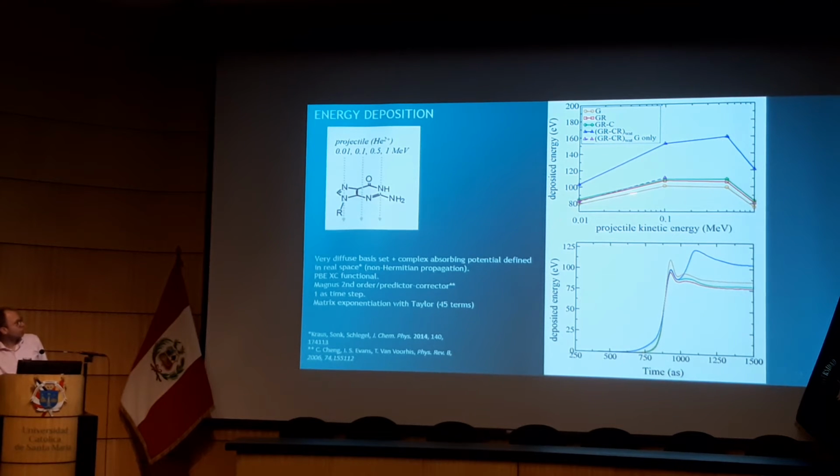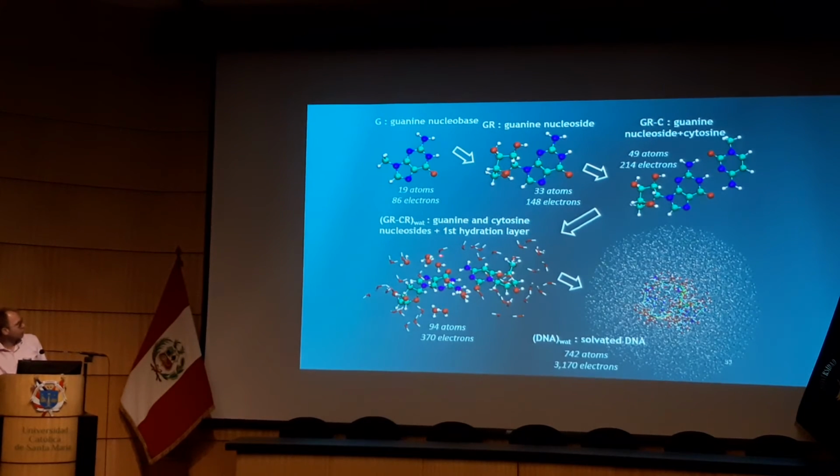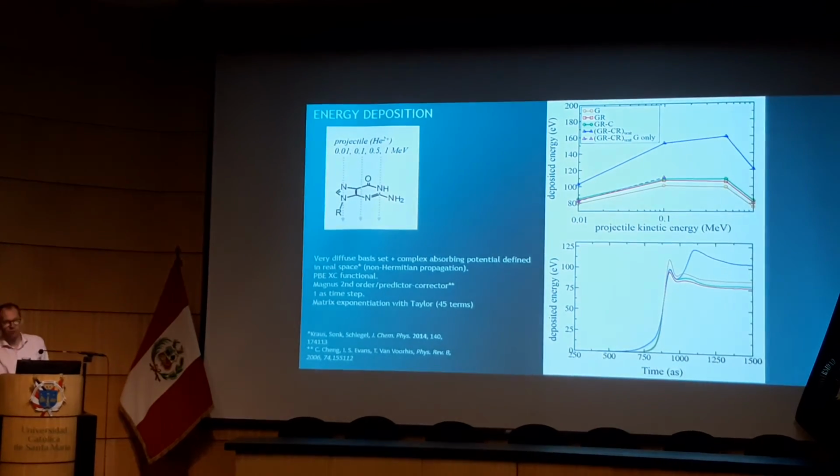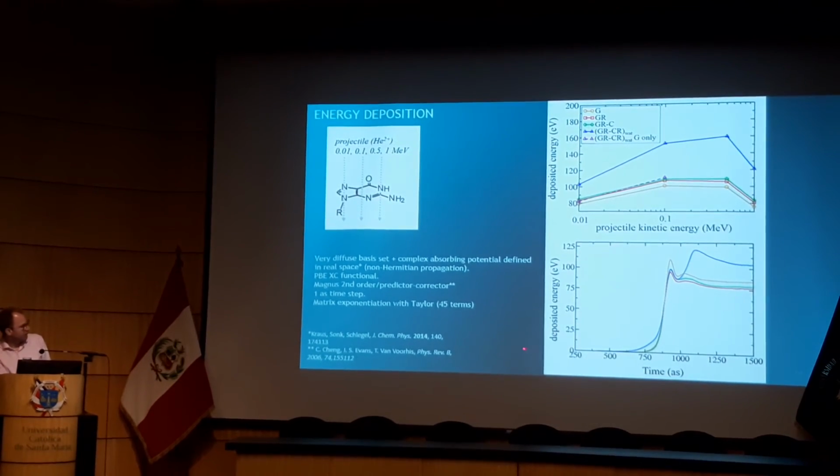But otherwise, all the curves are quite similar. The blue curve is different because the system in fact also has water molecules. So when we irradiate guanine here, we also irradiate a water molecule. And here, this is the profile of the energy deposited as a function of time.